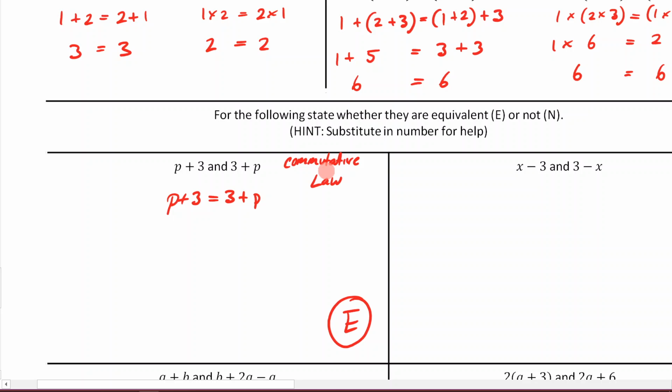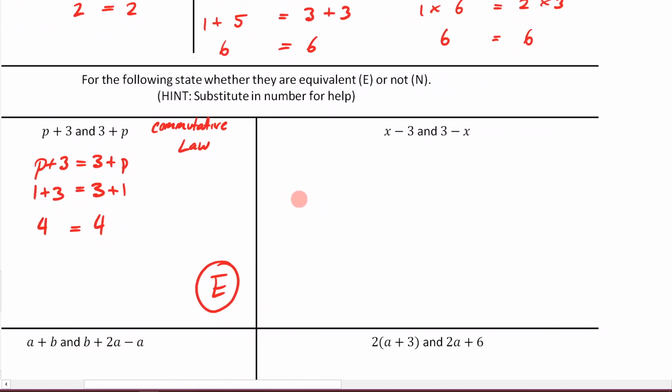But we could also double check this by letting p equal 1. If p is equal to 1, I'm going to get 1 plus 3, which is 4. And then on this side, I'm going to get 3 plus 1, which is also 4. So it checks out. Let's come over here.